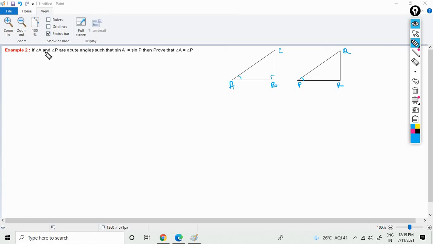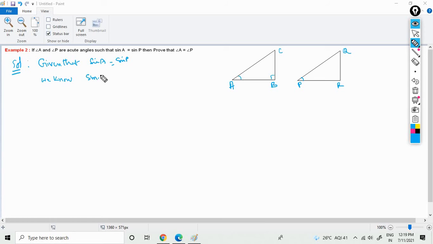Now let's solve this problem using our regular method. What is the regular method we are going to do? Let me give the solution for this. What is given? Given that sin A is equal to sin P. When I say sin A is equal to sin P, from this particular triangle, we know how to derive sin A.